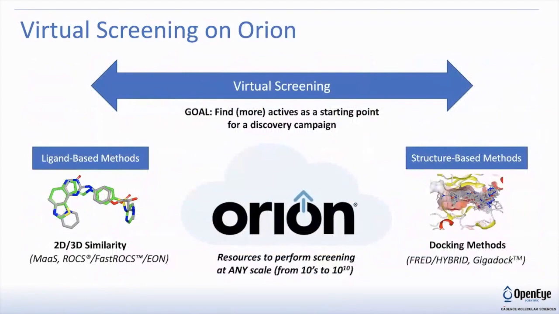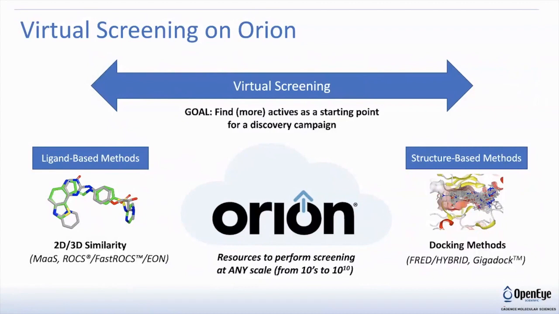We'll start by taking a look at Orion's hit finding and identification capabilities, which center on the ability to carry out virtual screening of compound collections of any size. Virtual screening methods can be considered to be based on similarity to known ligands, known as ligand-based virtual screening, or based on complementarity to a known active site, which is known as structure-based virtual screening.